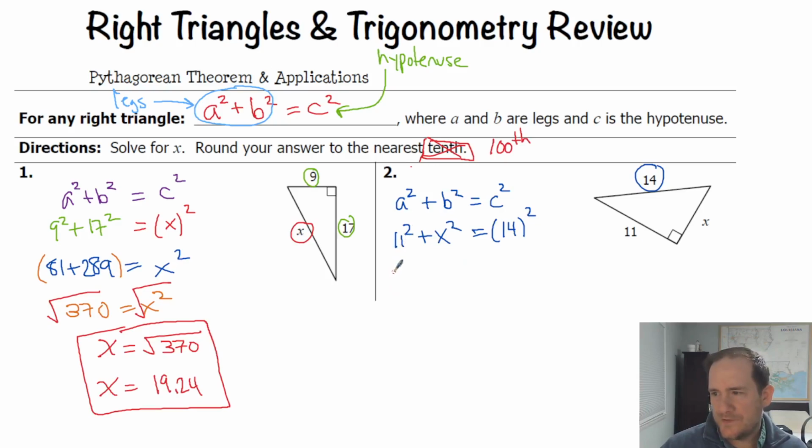But you'll take 11 and square it, you get 121. You keep x squared. You take the 14, square it, you get 196. But now, our goal is to get x alone. So subtract 121 from both sides.